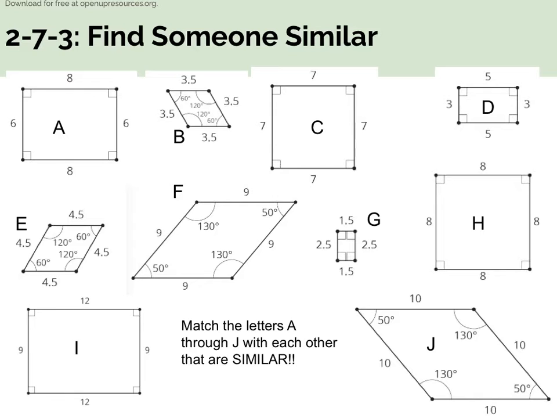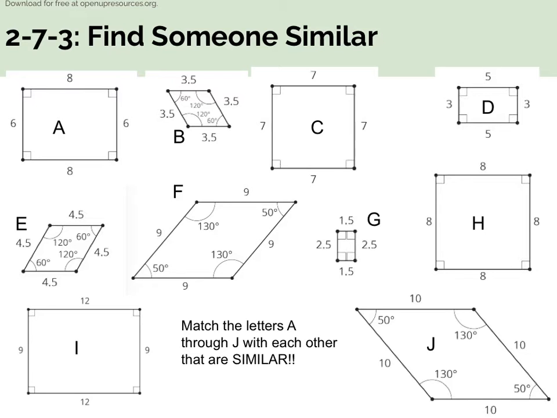On page 61 in your book, this is 7.3, and it says, find someone similar. It says your teacher will give you a card. Find someone else in the room who has a card with a polygon that is similar but not congruent to yours. When you have found your partner, work with them to explain how you know that the 2 polygons are similar. Well, right now we're not in class, so you really don't have a partner, and you can't go find someone else.